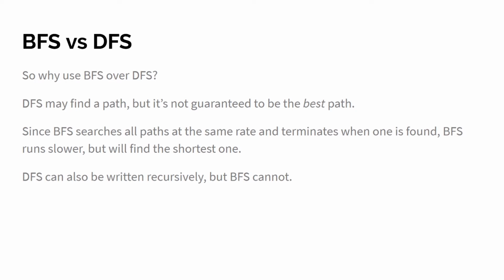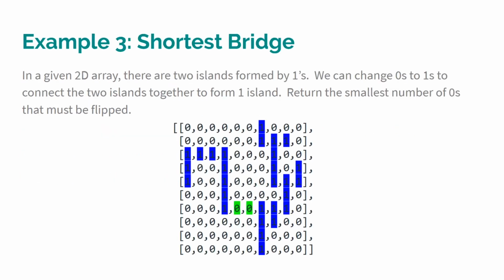And this brings us to example 3, shortest bridge. In a given 2D array, there are 2 islands formed by 1s. We can change 0s to 1s to connect the 2 islands together to form a single island. Return the smallest number of 0s that must be flipped. So in this example, we have 1 island here, another island here, and what's the shortest path from one island to another?